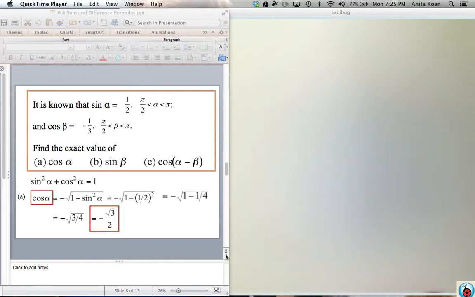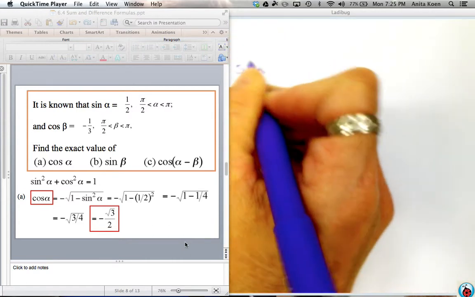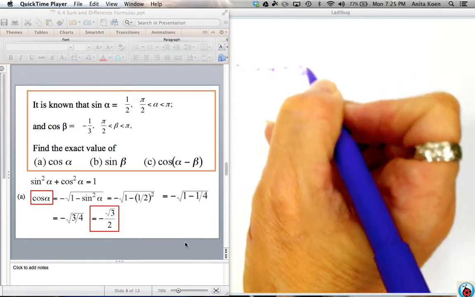Okay, this is part 2 of the sum and difference formulas. So let's look at this example. It is known that the sine of alpha is 1/2. So I know that the sine of alpha is 1/2.